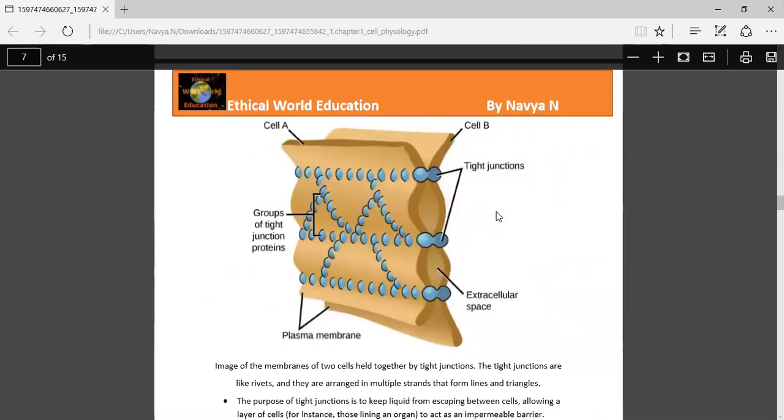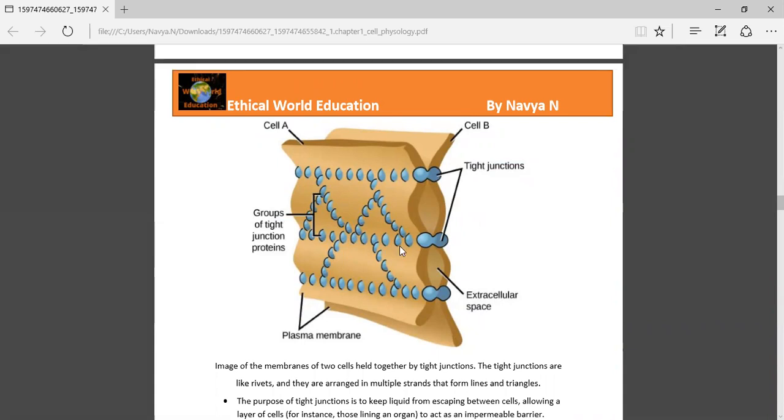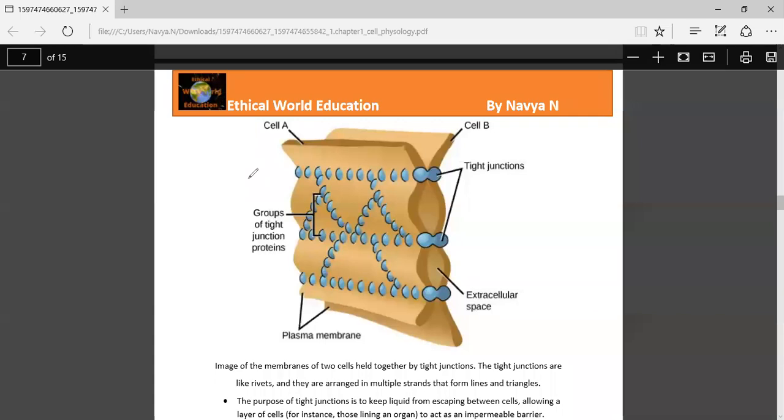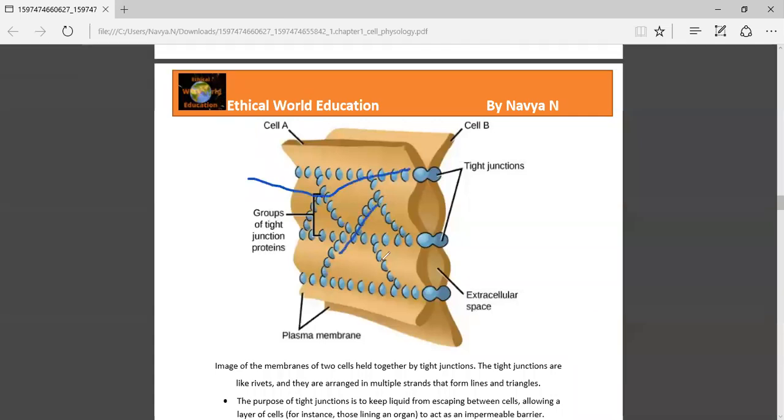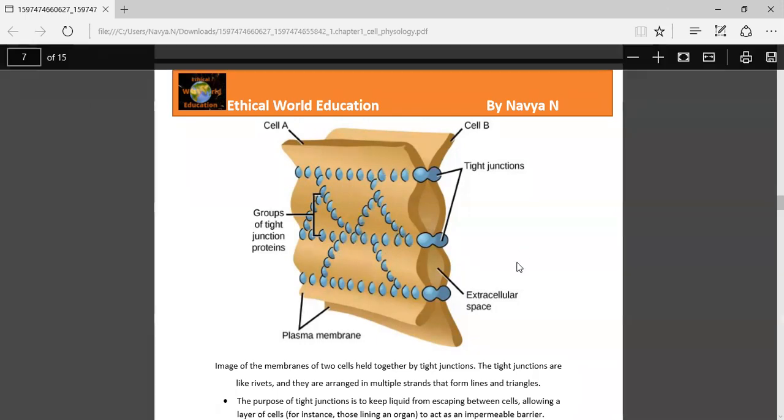This is an image of the membranes of two cells held together with a tight junction. Here, the tight junctions are like rivets, arranged in multiple strands. These are the multiple strands we can see.